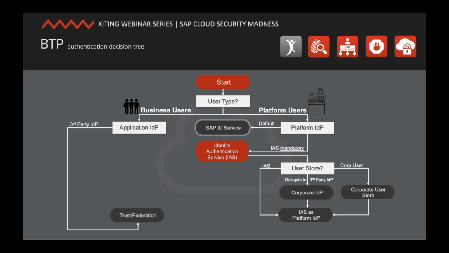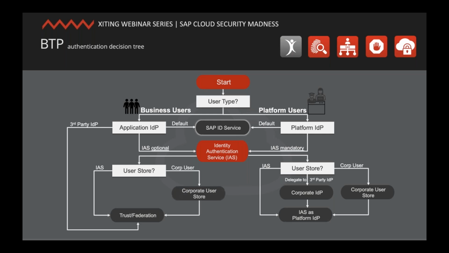From a business user perspective, if you take a look at the application IDP, that is more or less the most important one when it comes to your applications that you deploy and run on the cloud. You can easily connect any third-party IDP to that. So that's still possible, but you can also use the identity authentication service in the same way. Still corporate user store, or just forward delegate your authentication to your existing corporate IDP.